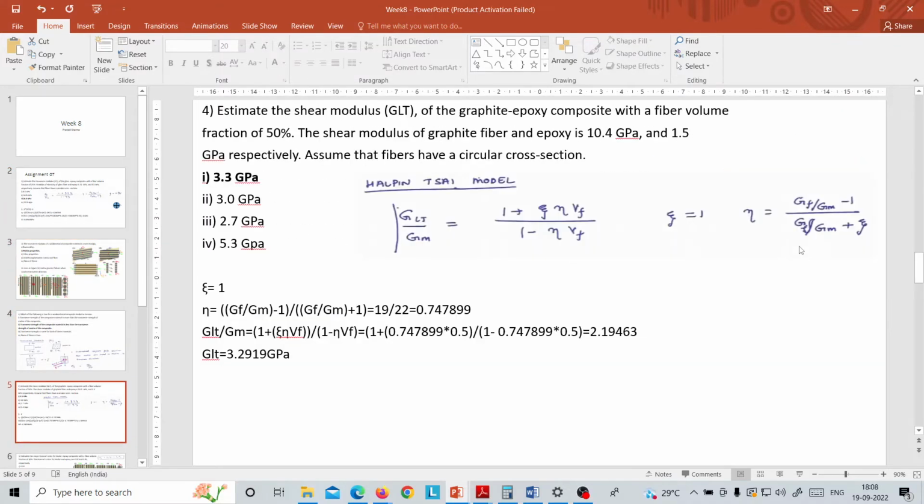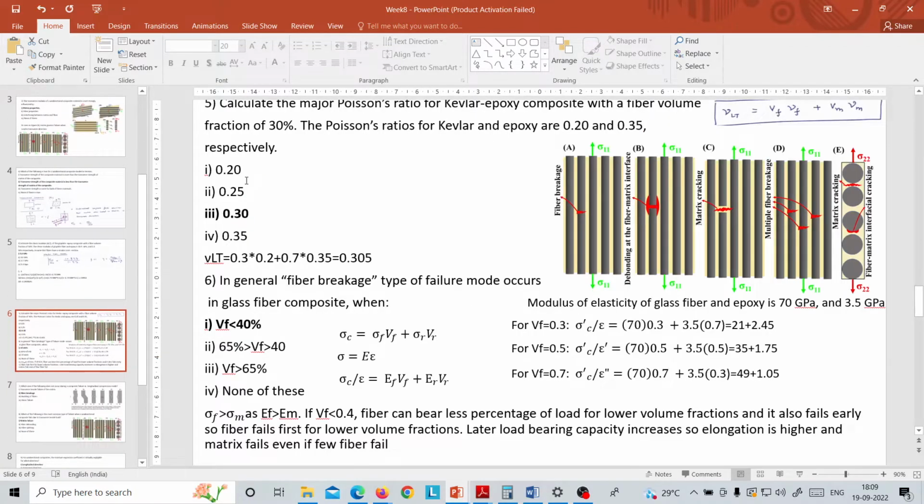But in case of shear modulus, the value of epsilon is directly 1. So once we put this into this particular equation, it is solved as follows, and we can see the GLT value comes out to be 3.29, which is close to the first option. Therefore, the first is the right answer.